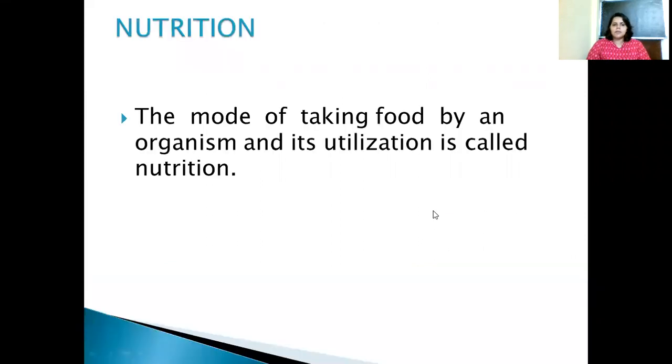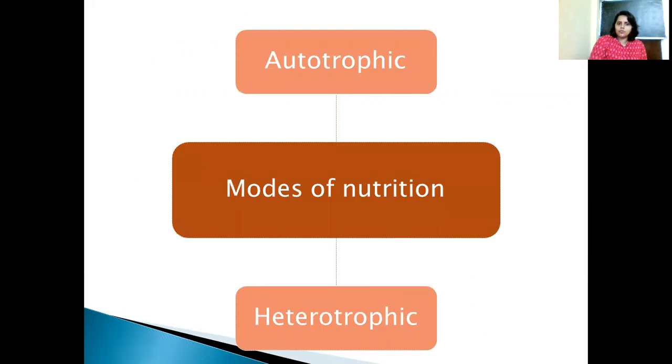So first of all, let us speak about what we mean by nutrition. Nutrition is nothing but the mode of taking food by an organism and its utilization by its body. In nutrition, mainly there are two types: one is called autotrophic nutrition, the other one is heterotrophic nutrition. The word auto means self, whereas trophism means feeding. Whereas hetero means depending on other, and trophism is nothing but feeding.